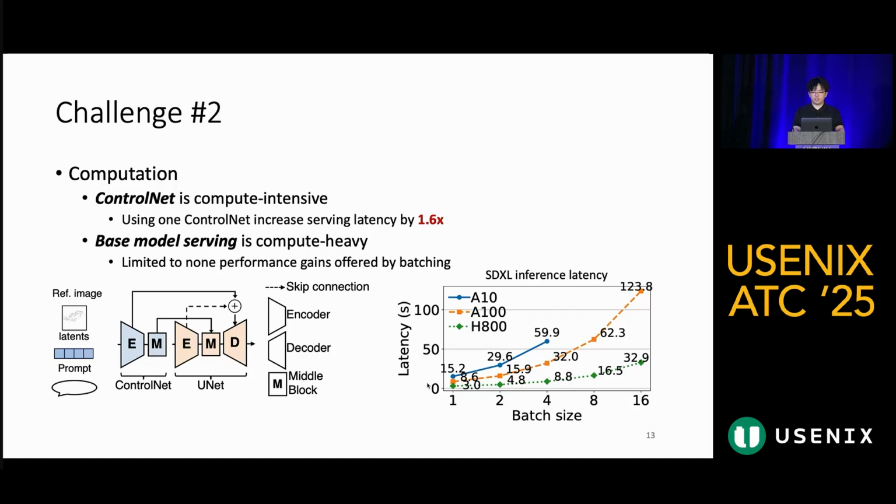The second challenge is computation. First, ControlNet is compute intensive. ControlNet has a similar architecture to the base diffusion model. Adding one ControlNet to the serving workflow can extend the generation latency by 1.6 times. As more ControlNets are utilized, their computational overhead accumulates, leading to a significant latency increase. Besides, the base diffusion model itself is computationally intensive. As shown in the figure, across all three GPUs, doubling the batch size results in an approximately 2 times increase in serving latency. This indicates minimum benefits from serving multiple requests in the batch.